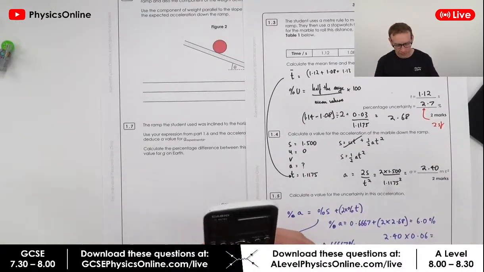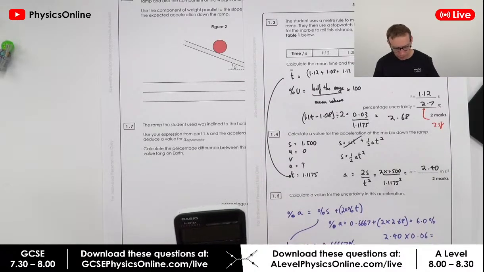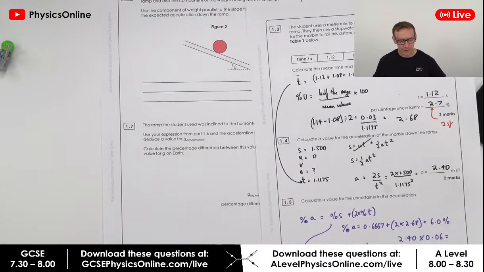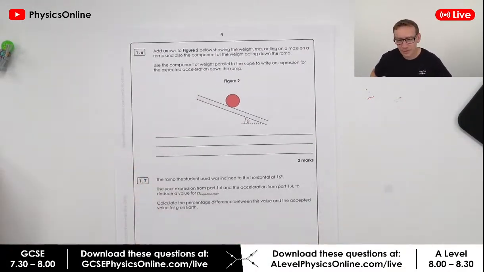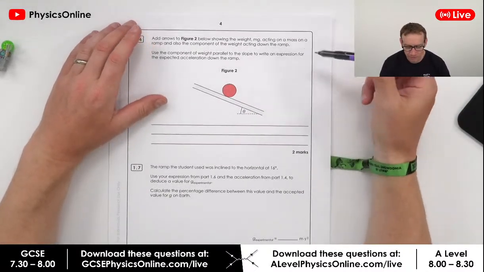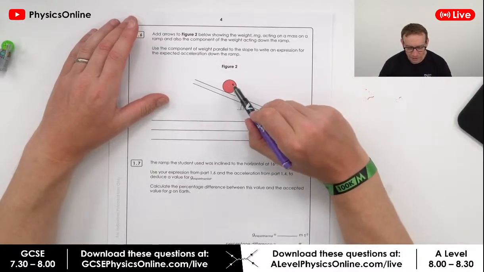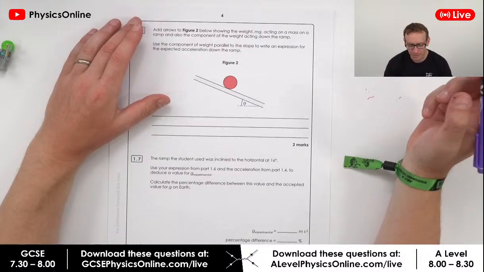Sorry, I'm just going to check one thing. Okay, cool. Right. We then need to start with this question over here. Add arrows to figure 2 to show the weight acting on a mass on the ramp and also the component of weight acting down the ramp. Use the component of weight parallel to the slope to write an expression for the expected acceleration down the ramp.